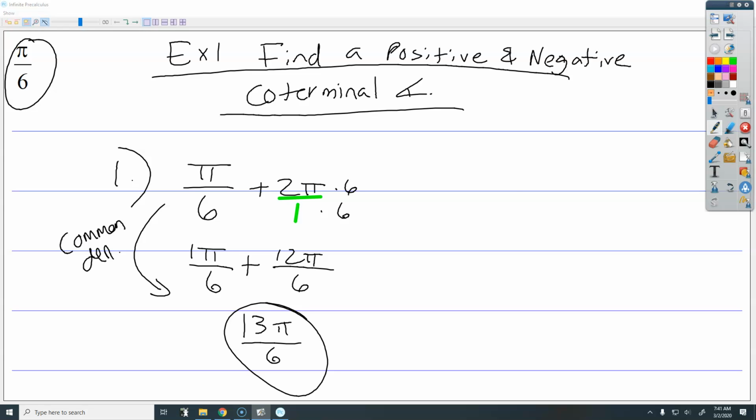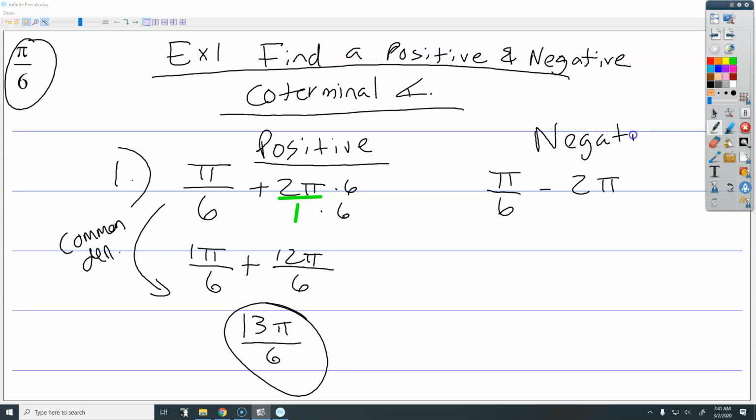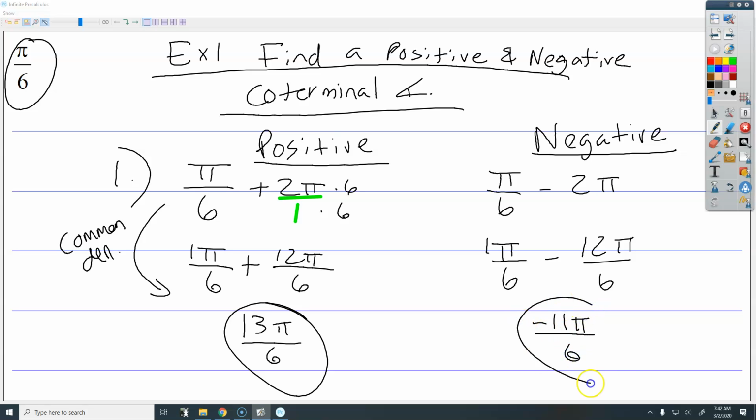Now if you wanted to find the negative coterminal angle, we're just going to take our angle and subtract 2 pi. Now we've already found our common denominator, right? Label these, I'll call this the positive one. Go ahead and find the negative one. Okay, so we already found our common denominator. If we make the bottom of the 2 pi over 6, you end up with 12 pi over 6. And if you subtract those, 1 take away 12 is negative 11 pi over 6. Okay, so there's your positive and negative coterminal angles.